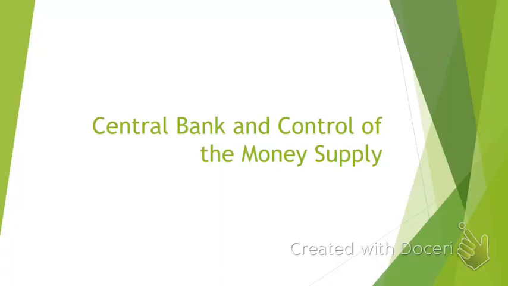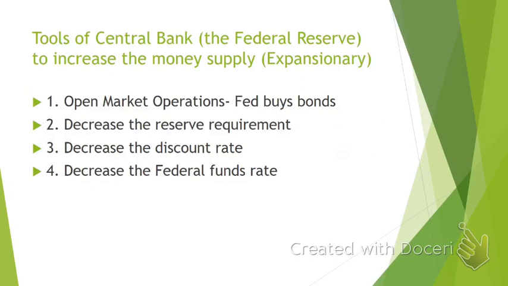The central bank can control the money supply. So we're going to talk first about the tools of the central bank. The central bank is the Federal Reserve, and if the economy is lagging, then they can pursue an expansionary policy, and that expansionary policy is to increase the money supply. There are four ways that they can increase the money supply.